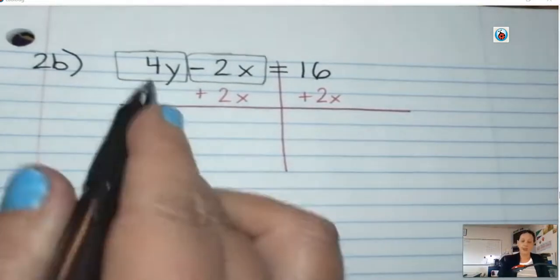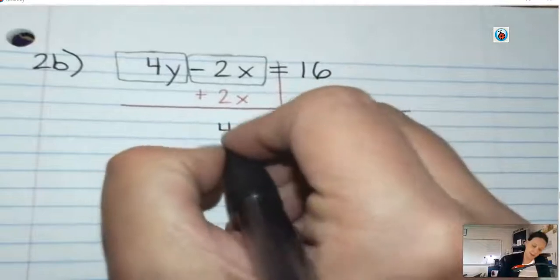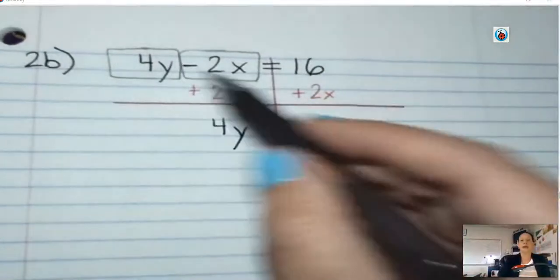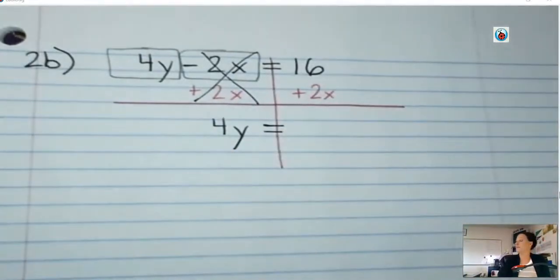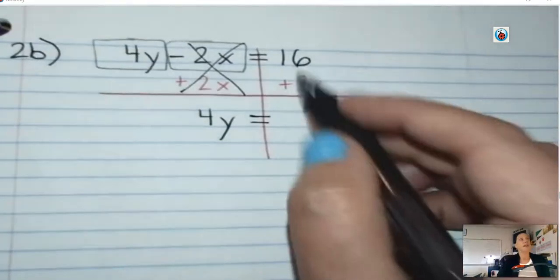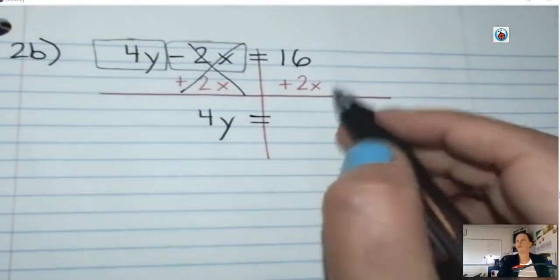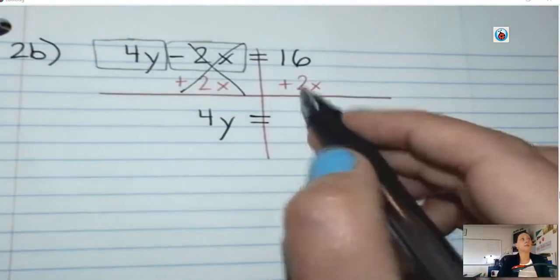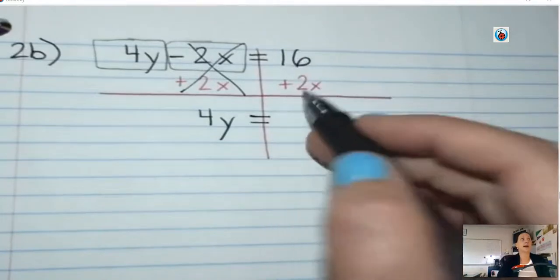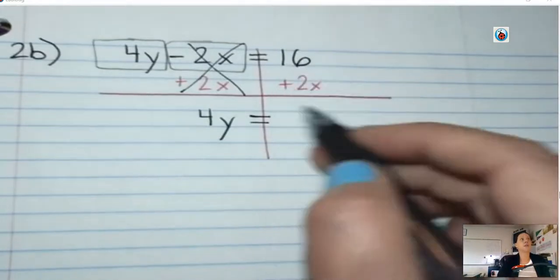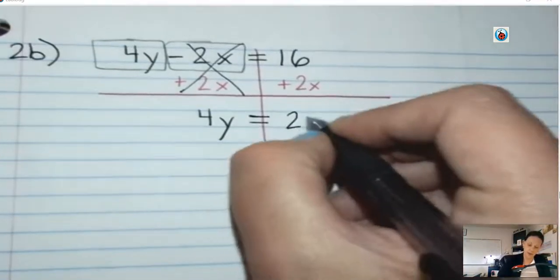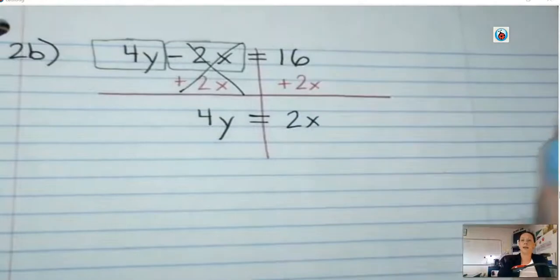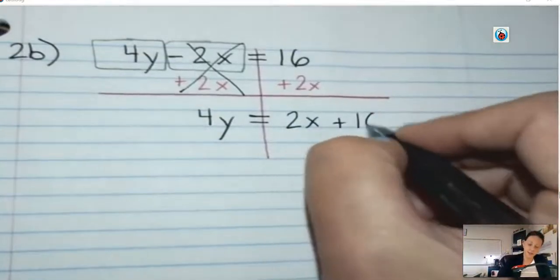On the left, I still have positive 4y, so bring down your positive 4y. I had negative 2x and then I added 2x, so the x's went away. Bring down your equal sign. These don't go together, they're not like terms. Do not write 18x. These do not go together. I typically put things into slope-intercept form, so I put my x's first. There were no x's and then I added 2x, so I have 2x. I have a 16, if there's no symbol, it's positive.